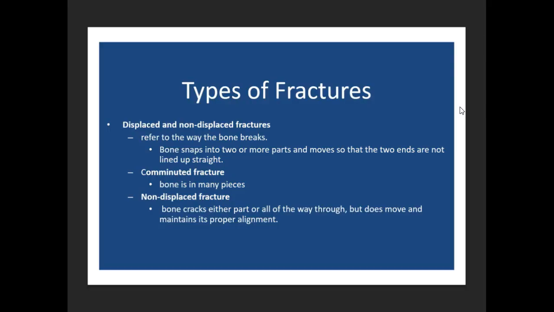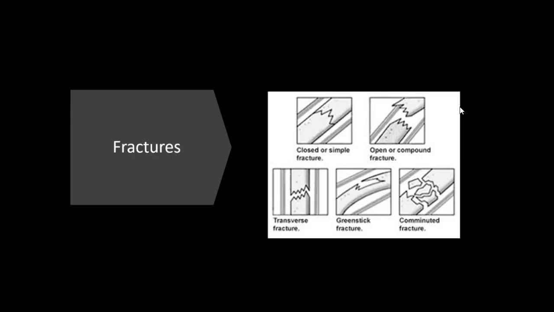Displaced or non-displaced fractures refer to the way the bone breaks. In a displaced fracture, the bone snaps in two or more parts and moves so that the two ends are not lined up straight. Comminuted fractures are bone in many pieces, and non-displaced fractures are just a crack in the bone where it's not separated. So you can see them here. We have closed, open, or compound. Open means it's gone through the skin. Greenstick means it's broken just part of the way.